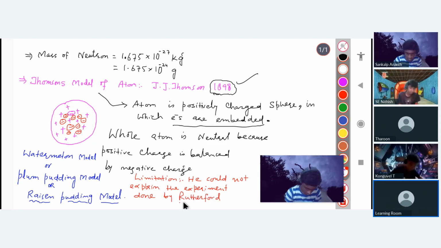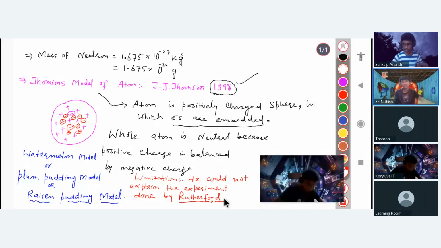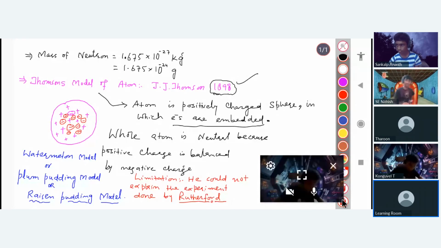Have you studied the experiment which was done by Rutherford? No, sir. Okay, we will see ahead. So just write down this, then we will move to the next page. Done, sir? Yes, sir, you can move.